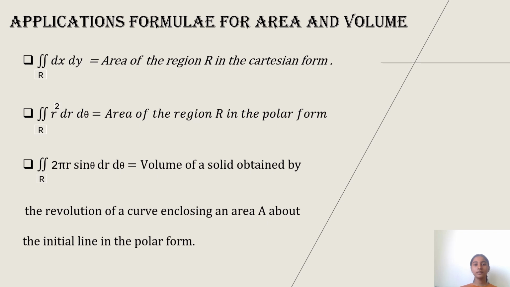So next we will discuss application formulas for area and volume. First one is double integration of dx dy. This is the area of the region R in the Cartesian form. Then the next one, double integration of r square dr d theta equals the area of the region R in the polar form. Then double integration of 2 pi r sin theta dr d theta. This is the volume of a solid obtained by the revolution of a curve enclosing an area A about the initial line in the polar form. These are the formulas for area and volume.